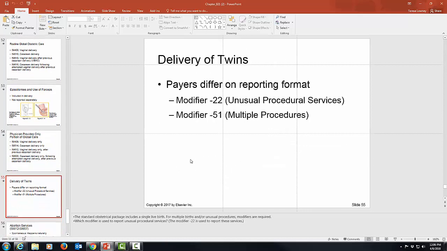So our delivery of our twins, some payers differ on how they want you to report this. Some of them want the modifier 22 for unusual procedural services, and some of them want the modifier 51, which means multiple procedures. So we're delivering one baby, and oh, hello, we have another one. So we're going to deliver that second one.